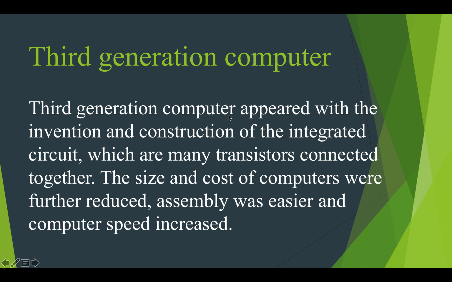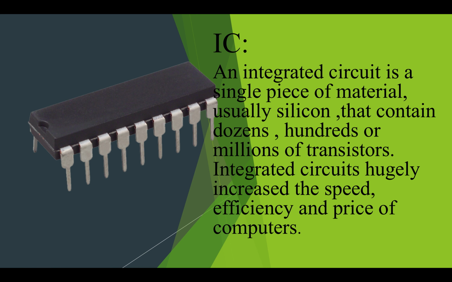Third generation computer appeared with the invention and construction of the integrated circuit or IC, that are many transistors connected together. The size and the cost of the computers were further reduced. Assembly was easier and computer speed increased. The most important third generation computers companies are IBM and DEC.